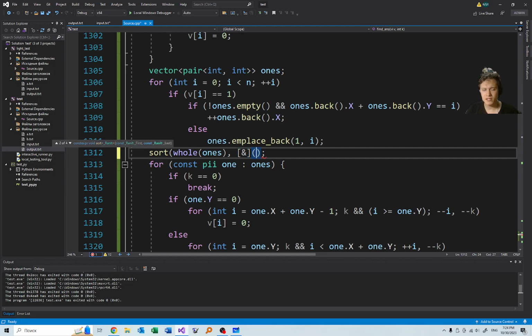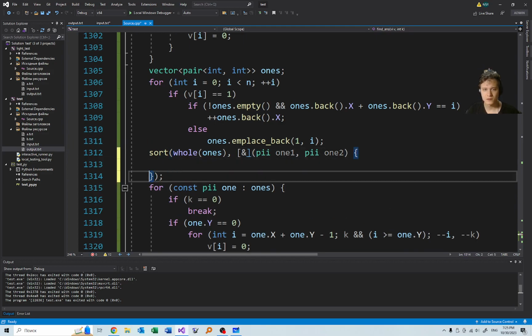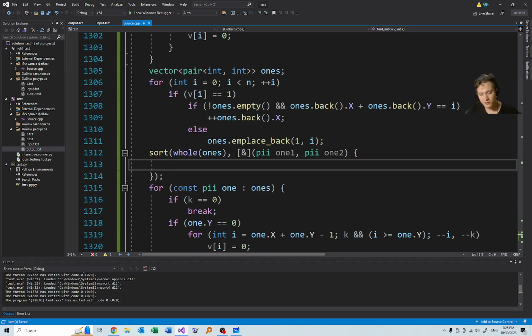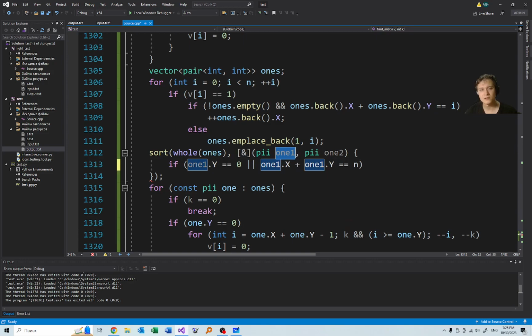So, okay. Let's make a custom comparator. Okay, what do we do? First of all, we need to check, is it true that one of them touches the border and the other one doesn't? So, for the first one, how to check that it touches the border? Either its y is 0, or its x plus y is n. So if this happens, then the first touches the border.